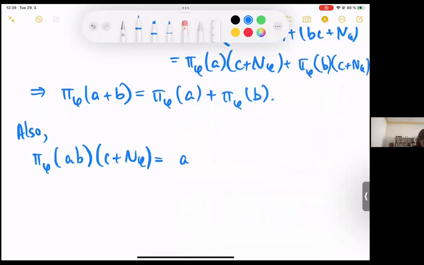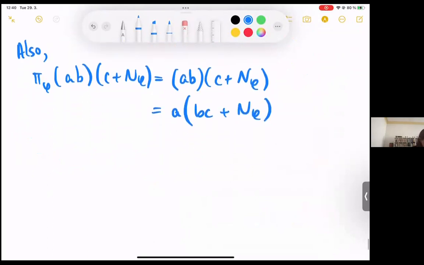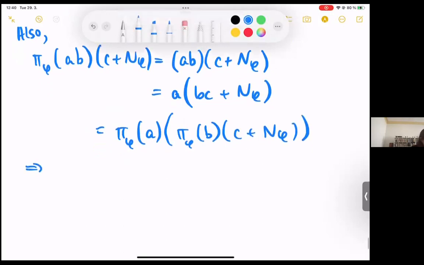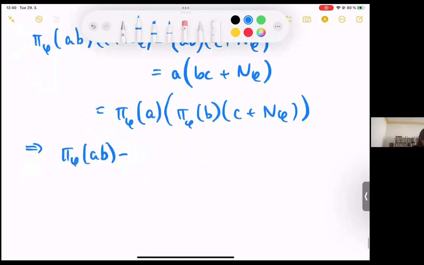Well, this is just AB C plus N phi. Of course, our multiplication is always associative, which means we get that this is A BC plus N phi, which is... and since that's true for every C in A, we get that indeed pi of AB is pi A composed with pi of B.